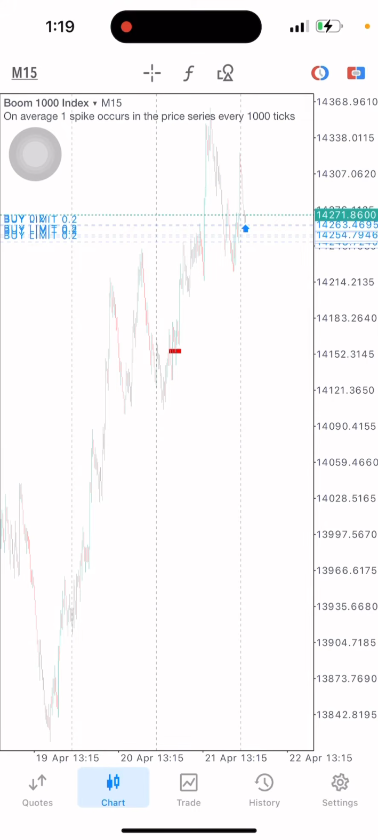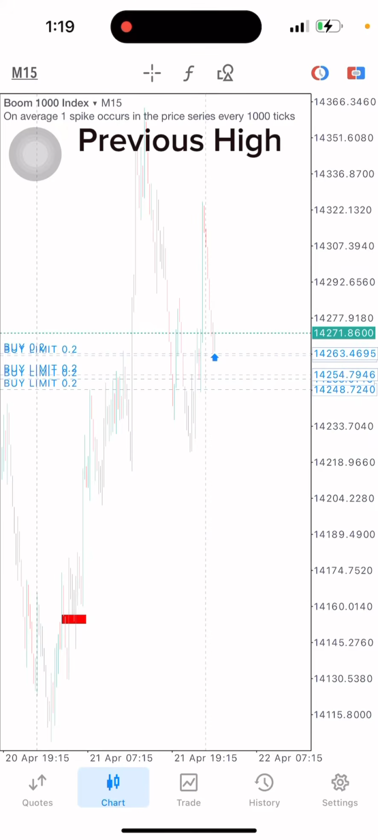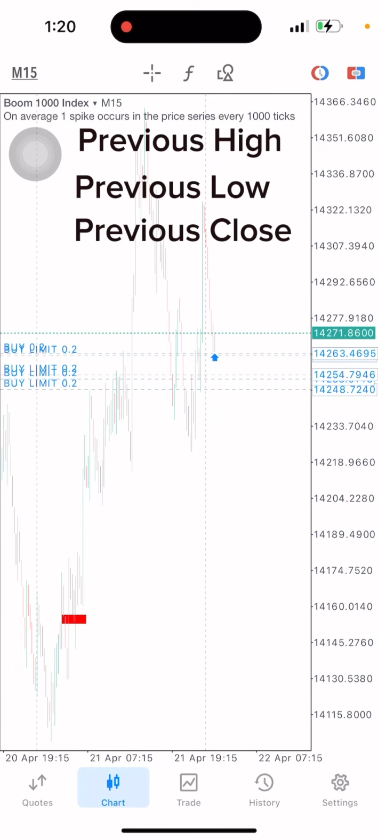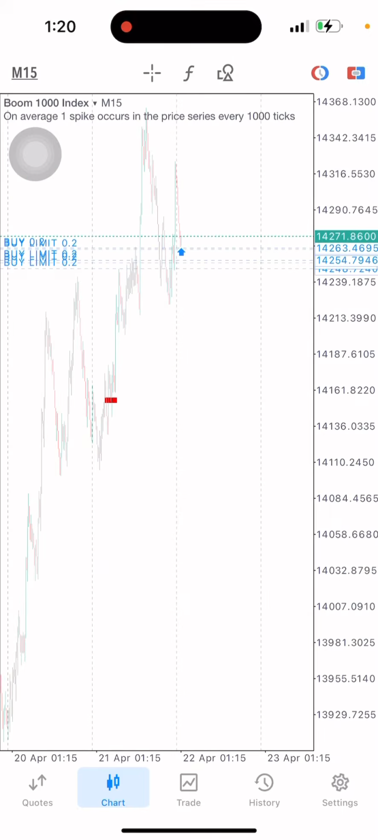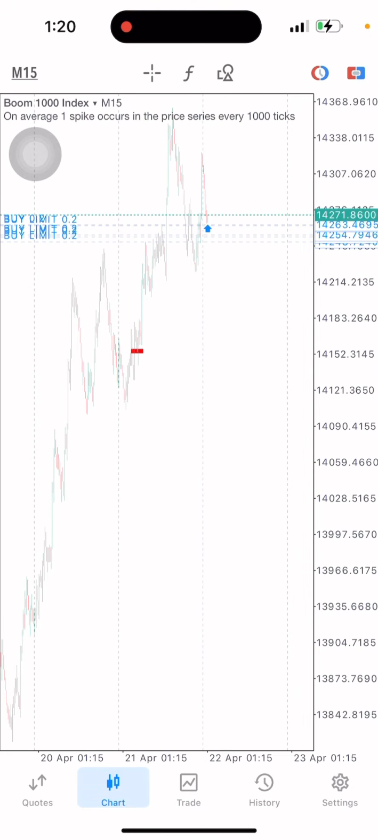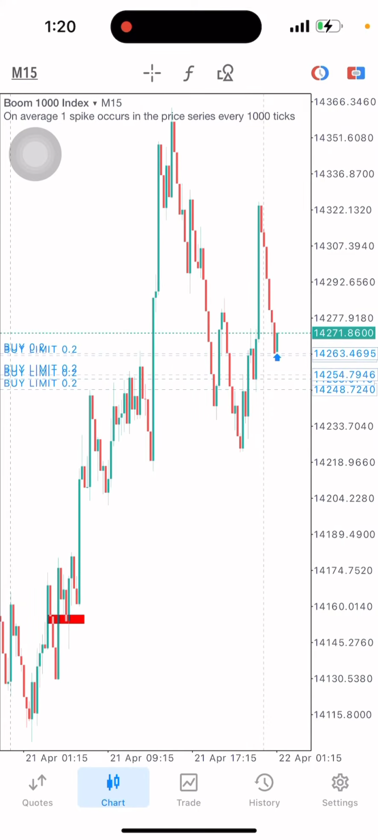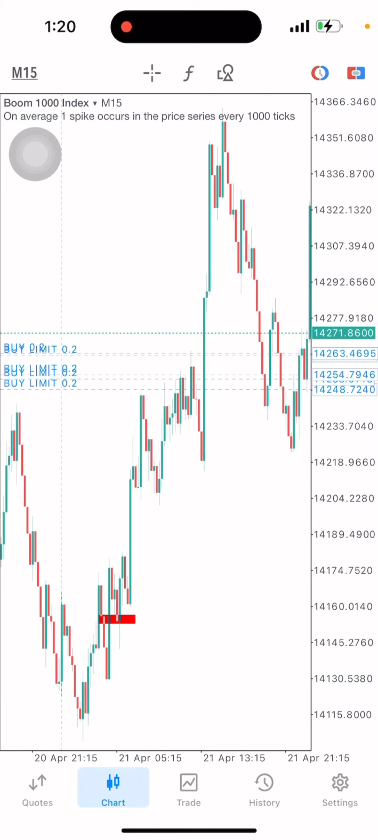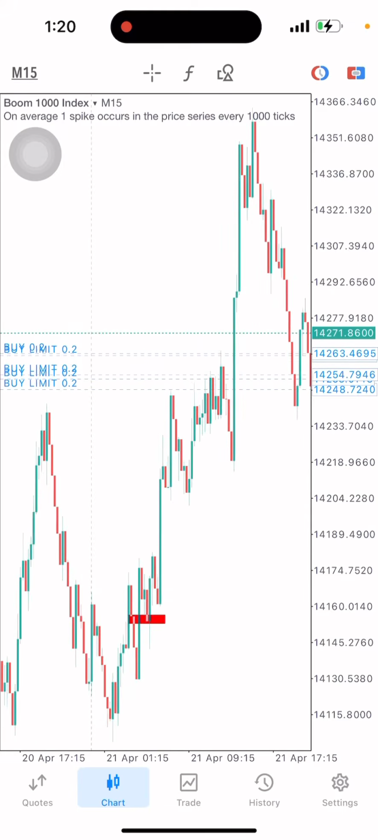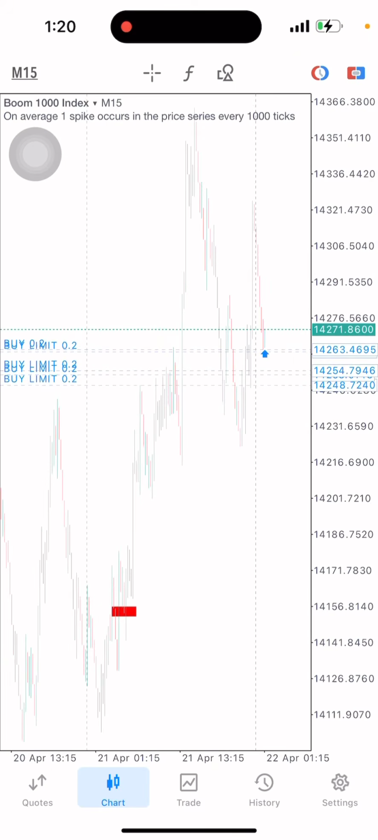Now the next thing you're going to do is identify the previous high, the previous low, and then the previous close of the previous day. So today is 22nd April. Now you're going to navigate back to 21st of April. Now 21st of April is this particular separation. In this day we're going to identify the low of that day, the high of that day, and then the close of that particular day. So let's get right to it.